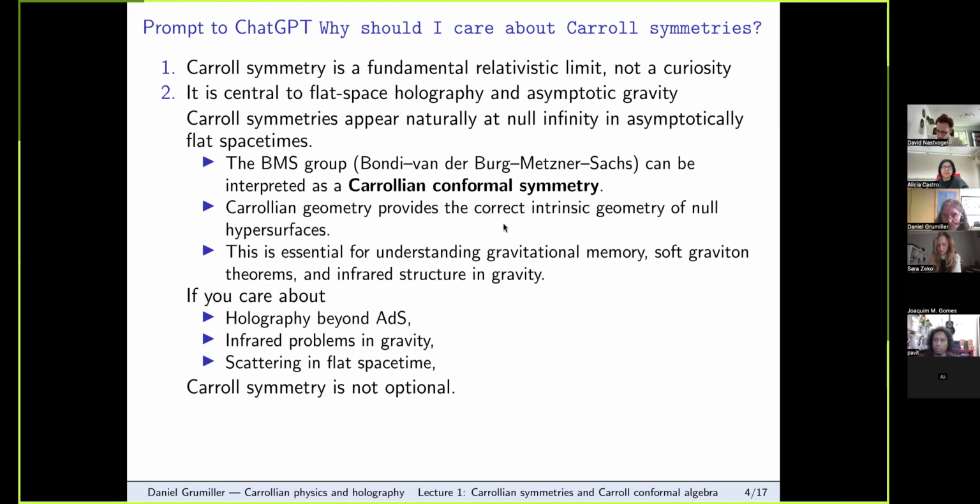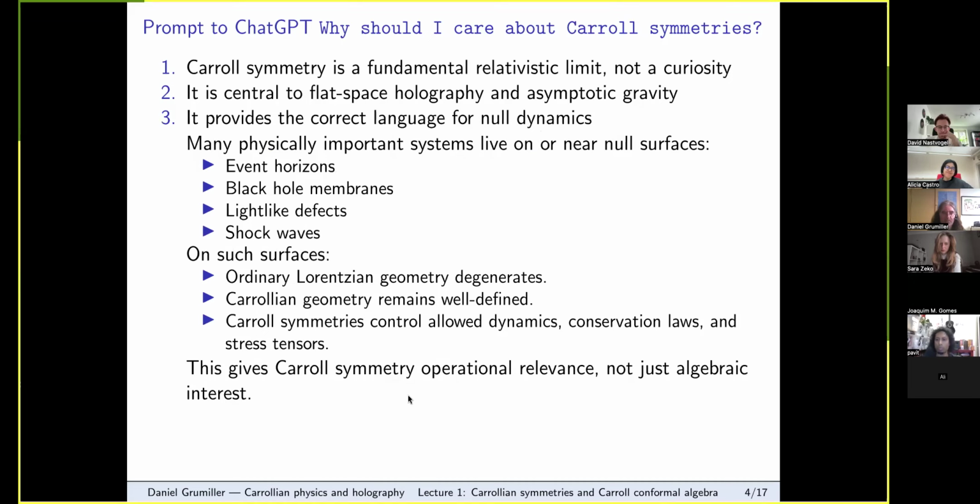Carrollian geometry provides the correct intrinsic geometry of null hypersurfaces. That's also correct. And this is essential for understanding gravitational memory, soft graviton theorems, and the infrared structure in gravity. That's somewhat correct. So if you care about holography beyond AdS, infrared problems in gravity, scattering in flat spacetime, Carroll symmetry is not optional. I mean, that's a bit of a strong statement. It's not incorrect, but yeah.